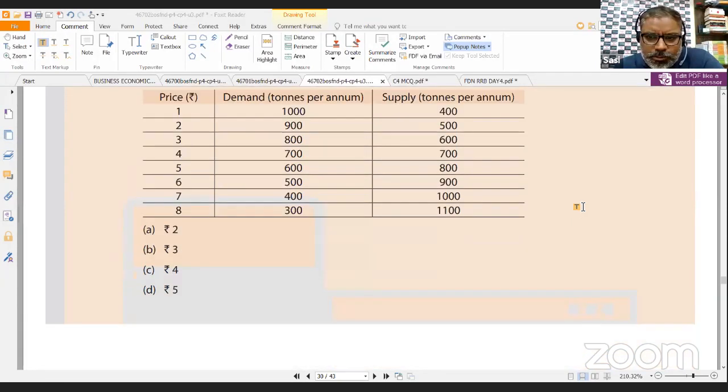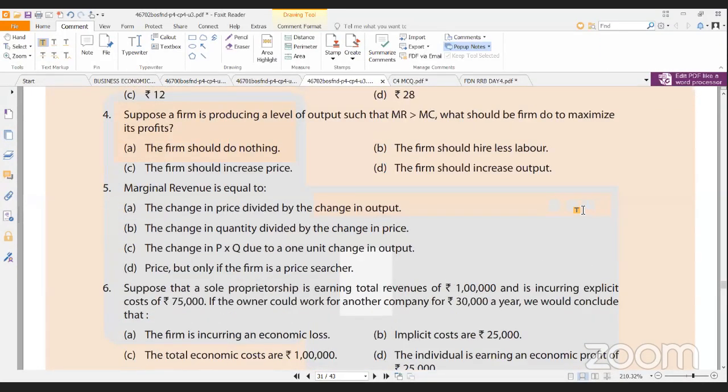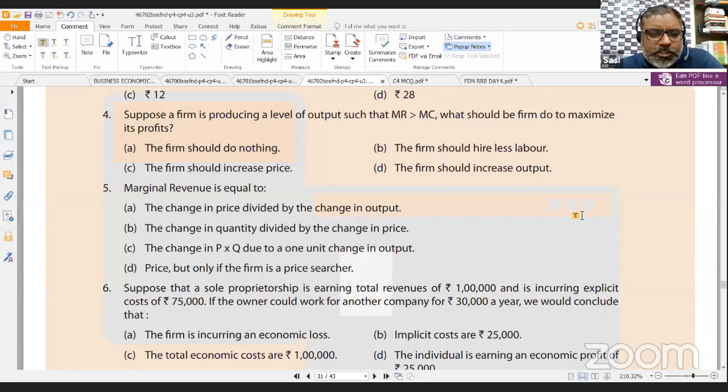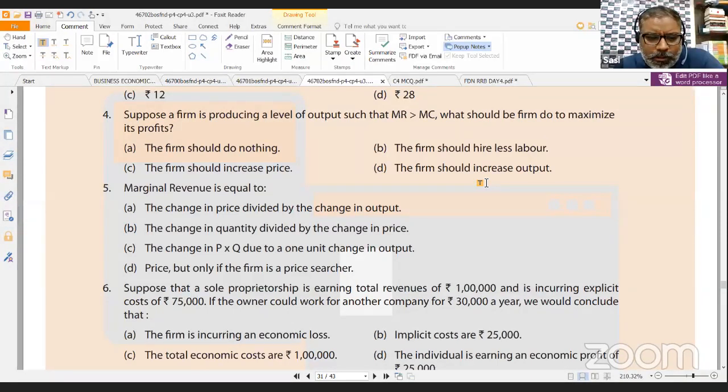Nandishwaran, 6th MCQ. What is that? Suppose that a sole proprietor is earning a total revenue of 1 lakh and incurring explicit cost of 75,000. That means its accounting profit is 25,000. Then the owner could work for another company for 30,000, which means there is a total economic cost of 1,05,000. When the revenues are 1 lakh, economic costs are 1,05,000. The loss is an economic loss of 5,000. Maybe you can just listen to that once again.